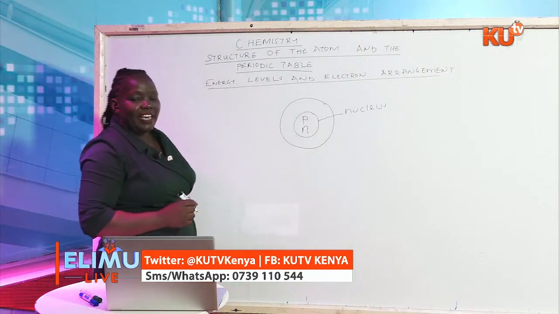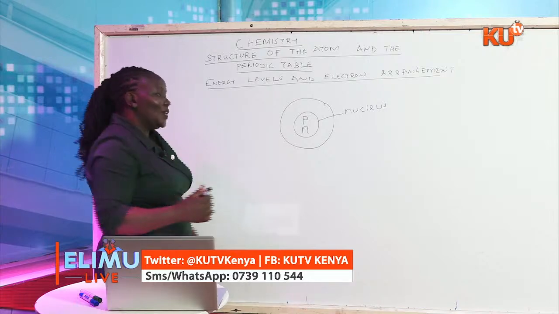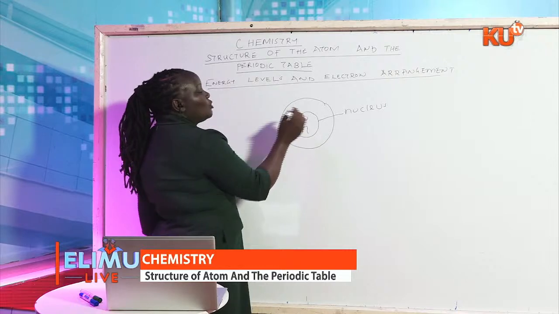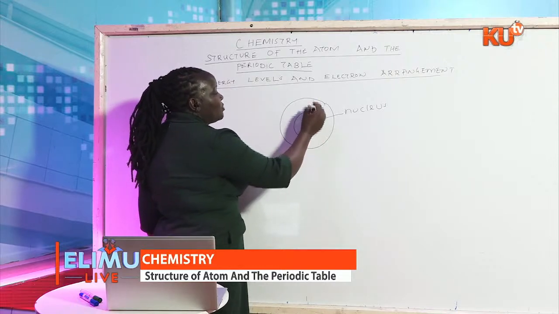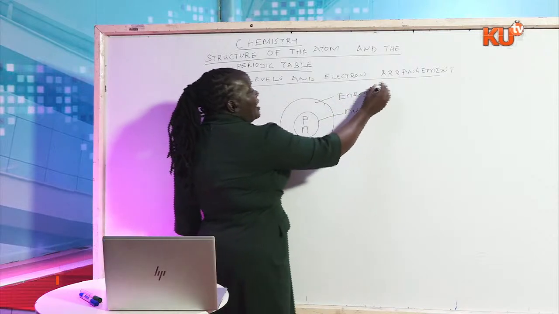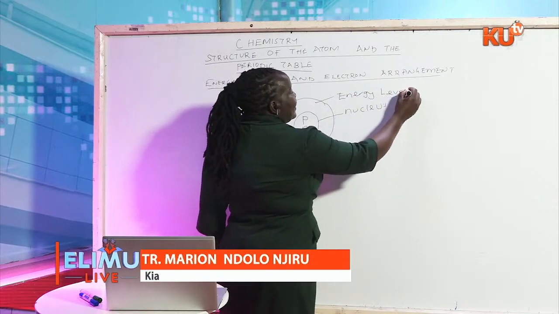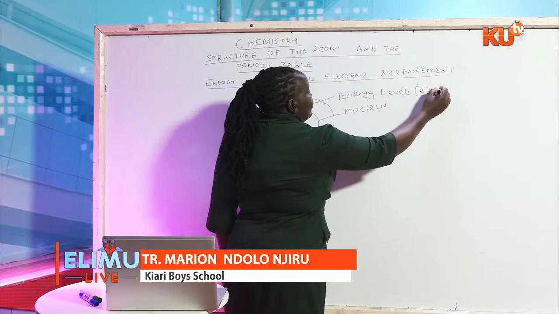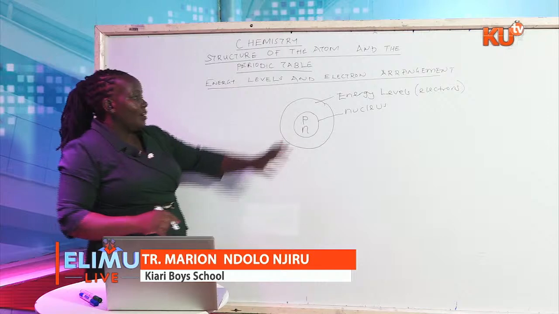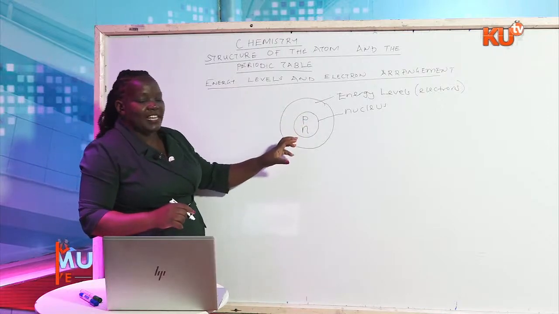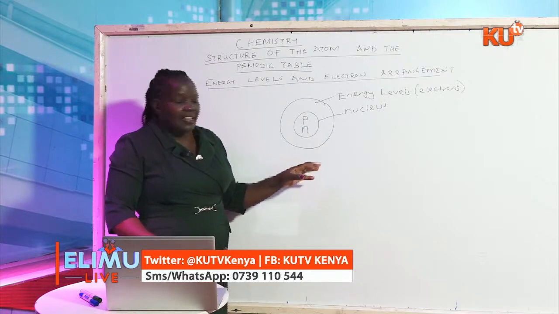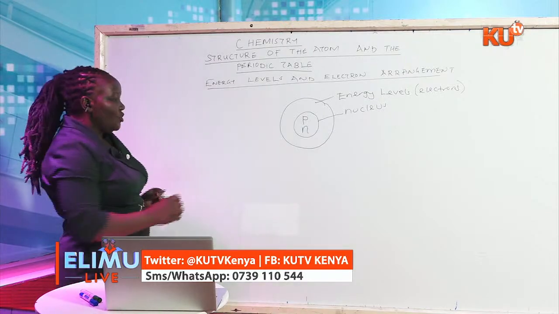In our lesson today, we are going to look at the region around the nucleus, and this is what we refer to as the energy level. So around the nucleus, we have the energy levels, and this is where we have the electrons. Today's lesson will be on the region that is around the nucleus. That is where we have the electrons. I want us to start with the energy levels.